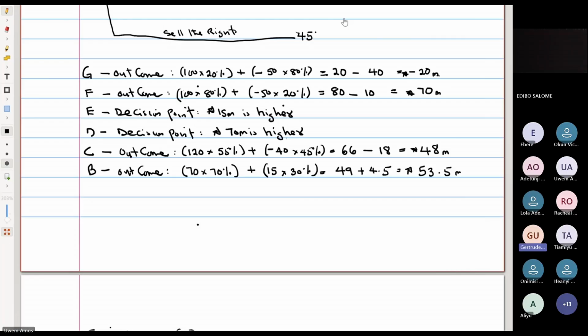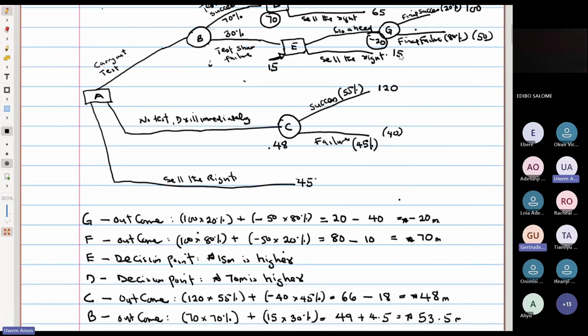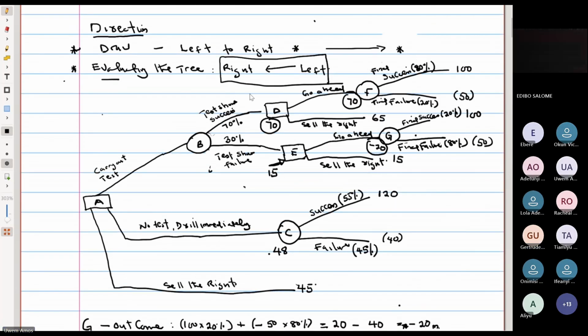So please, I don't understand how we got the 70 and the 15. I thought the 15 and 70 is actually for decision D and E. So okay. So look at it. B is what? That's for B outcome. Yeah. So B is an outcome point. Now what is outcome? What we do whenever we have an outcome, we compute the expected value, and the expected value is the individual value multiplied by the probability.